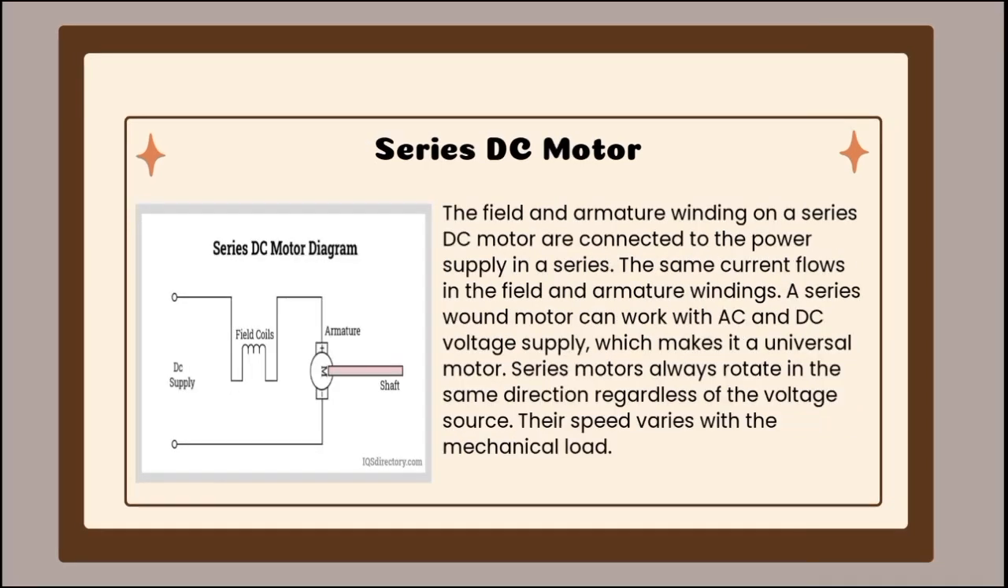Series DC motor. The field and armature winding on a series DC motor are connected to the power supply in series. The same current flows in the field and armature windings. A series wound motor can work with AC and DC voltage supply, which makes it a universal motor. Series motors always rotate in the same direction regardless of the voltage source. Their speed varies with the mechanical load.